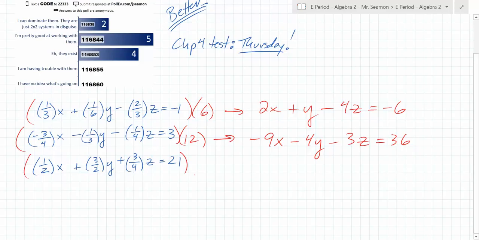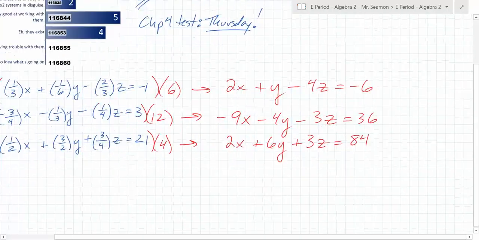And then someone else tell me, what should I multiply the next one by? Connor. Yes? Sounds great. If I do that, I end up with, can someone read me what I get? Connor, can you tell me what I get? 2x. Yep. Plus 6y. Yep. Plus 3z. Yeah. Equals 24. Careful. Equals 84. Excellent.